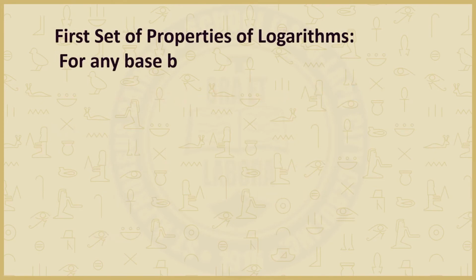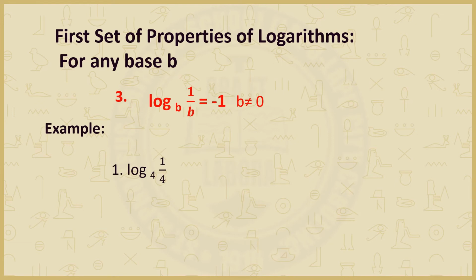Third property of logarithms, for any base b, the logarithm of 1 over b to the base b is equal to negative 1, in which b is not equal to 0. For example, the logarithm of 1/4 to the base 4 is equal to negative 1. The logarithm of 1/5 to the base 5 is equal to negative 1.